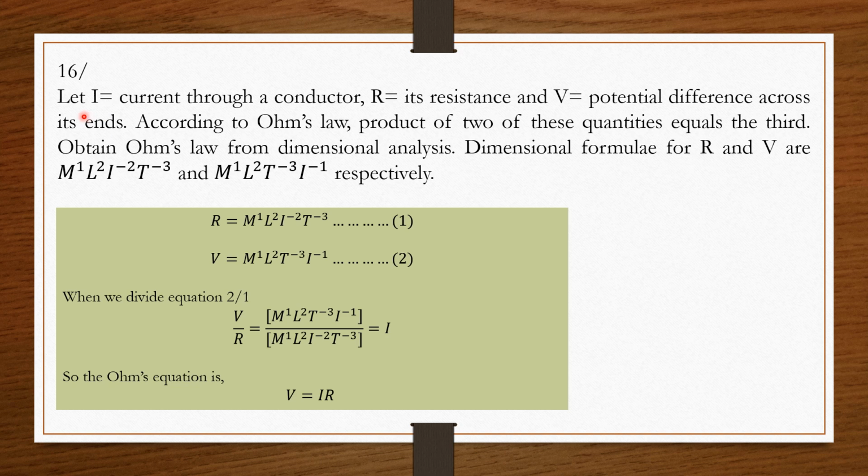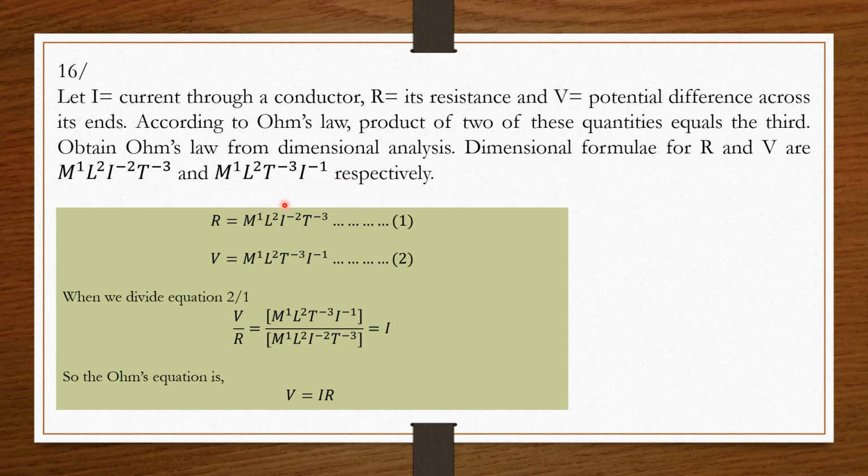Then, let I be the current through a conductor, R is its resistance, and V is the potential difference across its ends. According to Ohm's law, the product of two of these quantities equals the third. Obtain Ohm's law from dimensional analysis. Dimensional formulas for R and V are m1 l2 I to the power minus 2 t to the power minus 3, this is for R, and m1 l2 t to the power minus 3 I to the power minus 1 is for V, or potential difference, respectively.